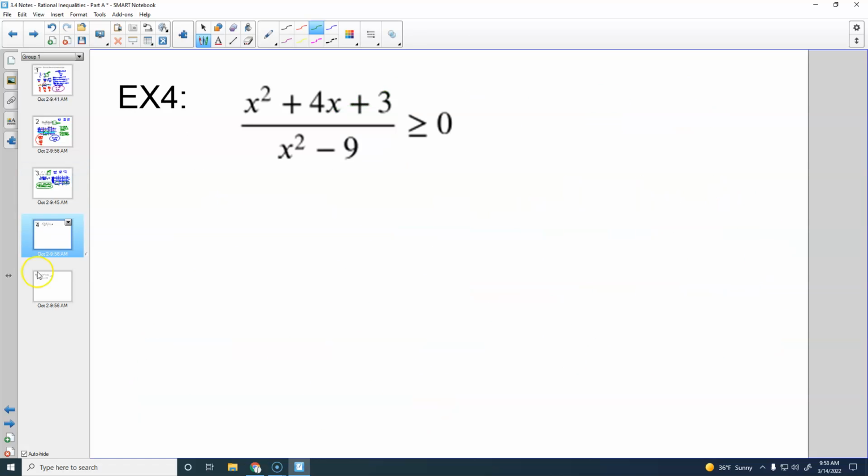So we had a couple more examples to get to, but it's really just more practice of the same thing.